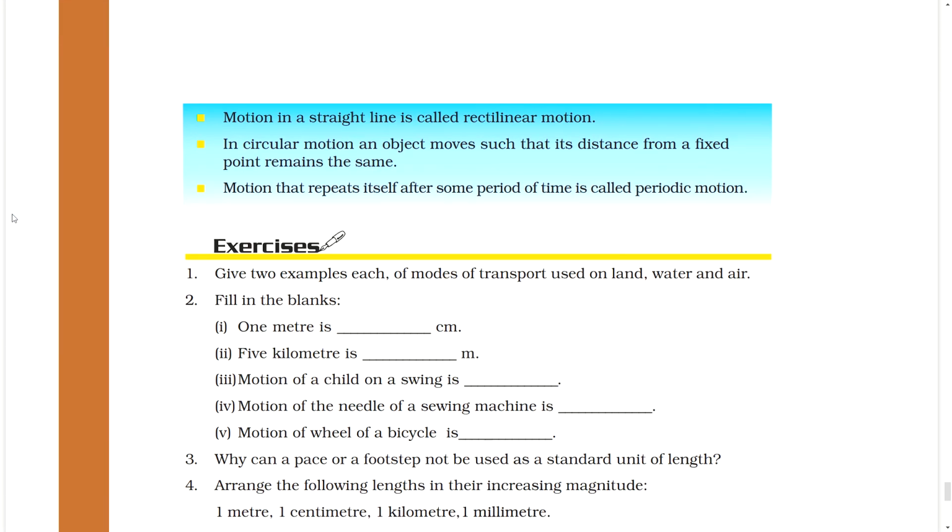Motion in a straight line is called rectilinear motion. In circular motion, an object moves such that its distance from a fixed point remains the same. Motion that repeats itself after some period of time is called periodic motion.